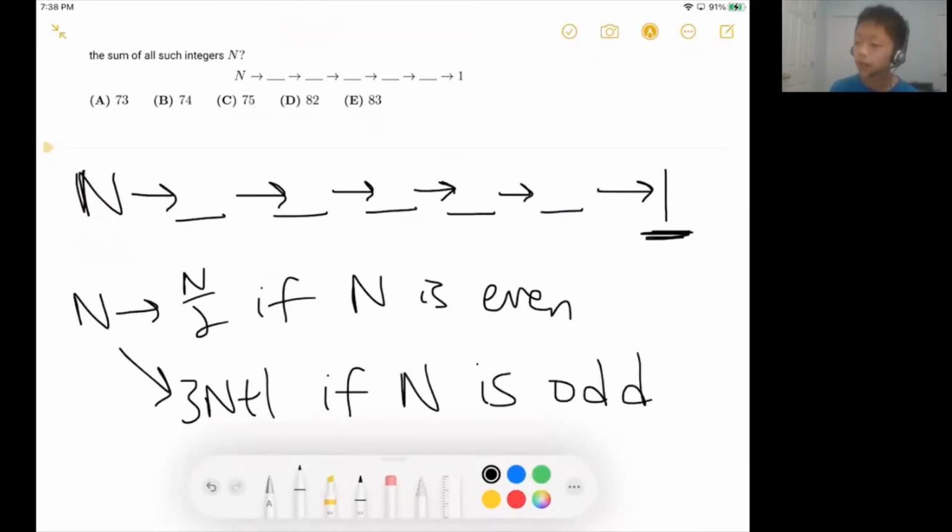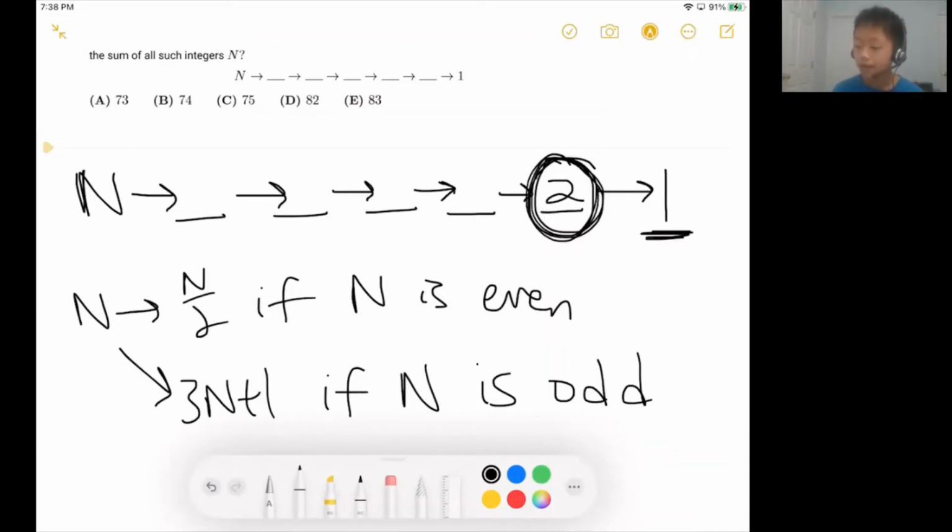Basically, we can look at what the second to last number can be. If the second to last number outputs a 1, what can it be? It turns out the only possible number is 2. Clearly 2 works, because 2 is even, so 2 divided by 2 yields 1. And it's not hard to show if you test other numbers, like 1, 3, 4, 5, 6, clearly none of them generate 1. So 2 is the only possible second to last number. That means 2 must go there.